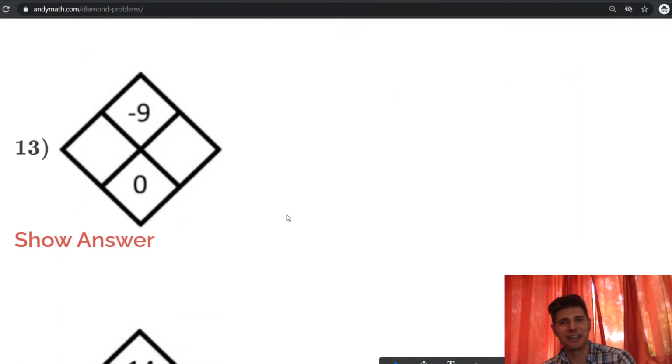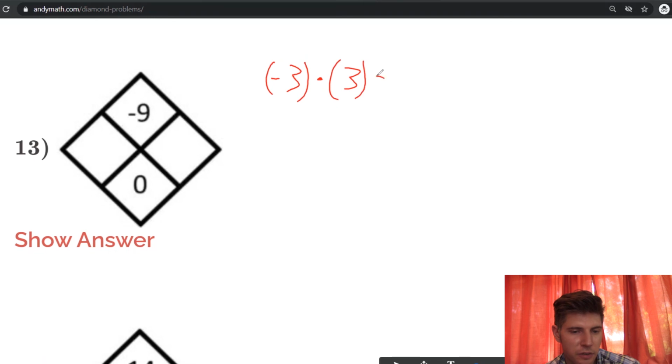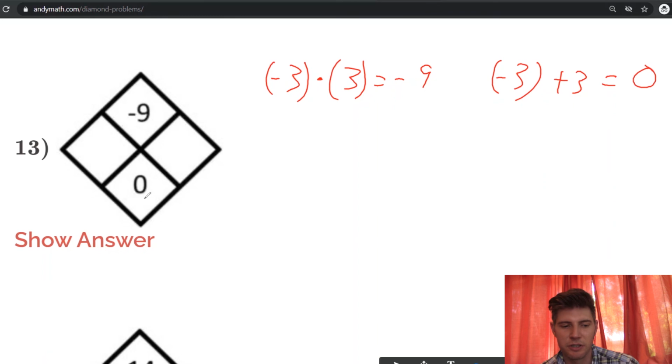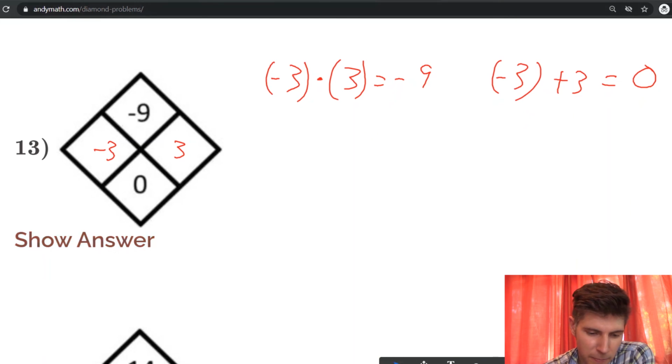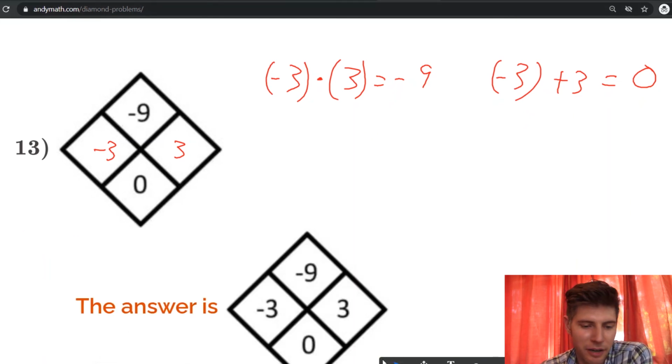Ooh, this one looks kind of tricky. Negative 9 and 0. So what are some things that multiply to negative 9? Well, I know 3 and 3 multiply to positive 9. So if I make one of them negative, they're going to multiply to negative 9. And if I add negative 3 plus 3, they cancel each other out. It's the same thing as basically 3 minus 3, which is 0, which is what I wanted. So that one was not as hard as I thought it would be. Negative 3 and 3.